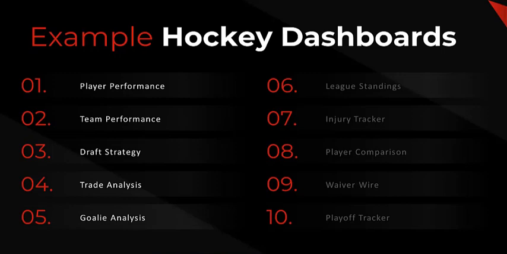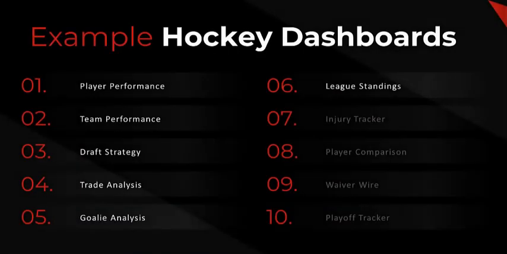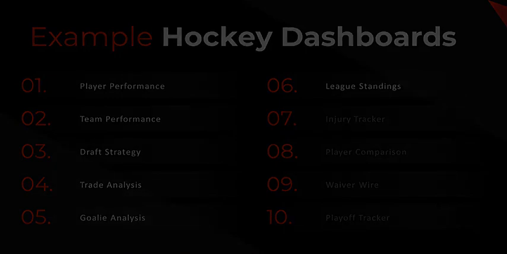It could allow users to filter by team, time period, and opponent, and include visualizations like bar charts and heat maps. League standings dashboard. This dashboard could display the current standings for a fantasy hockey league, including wins, losses, and points. It could allow users to filter by team and time period and include visualizations like tables and bar charts.